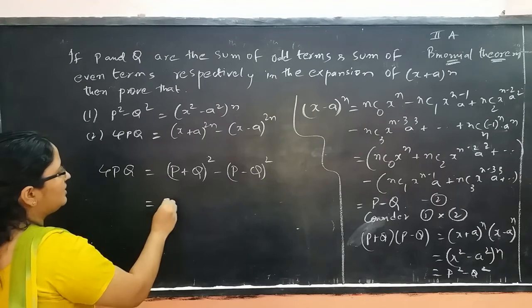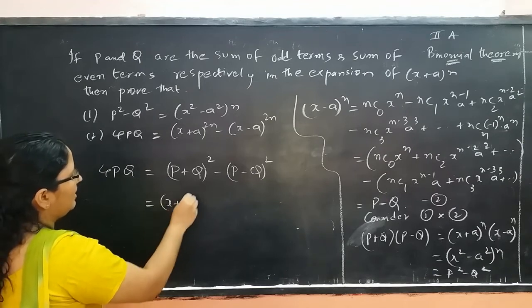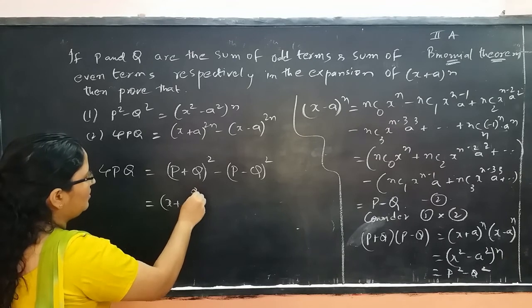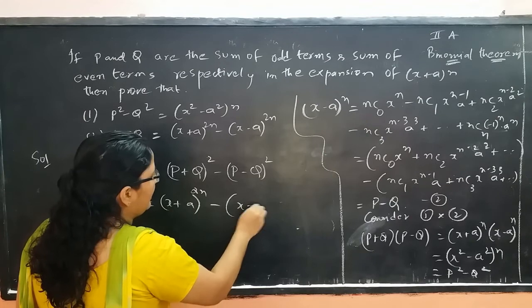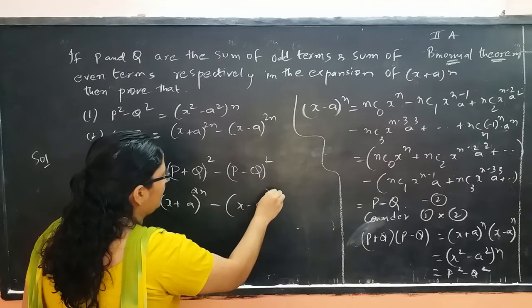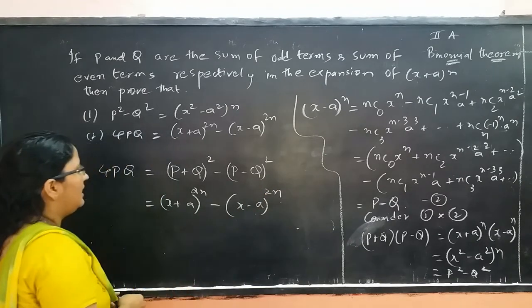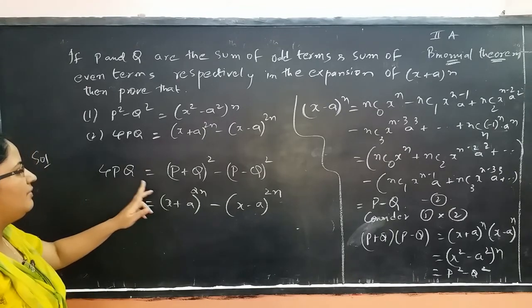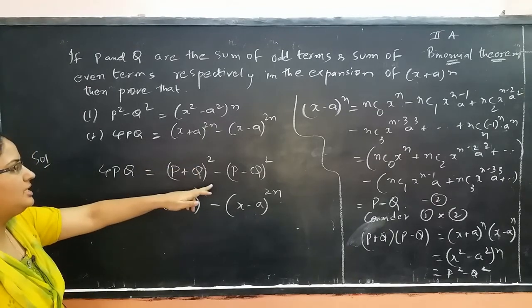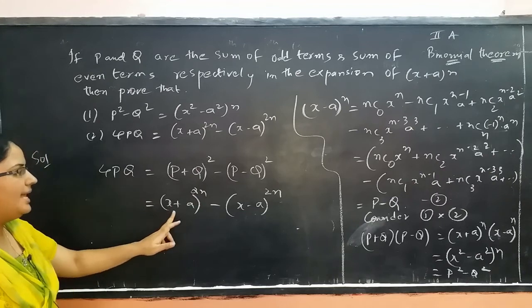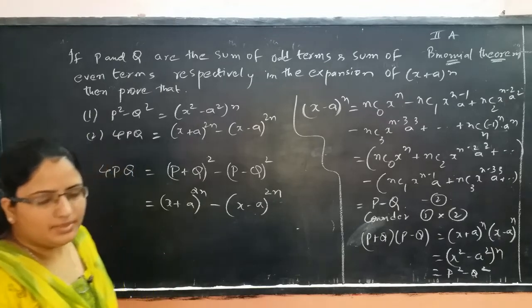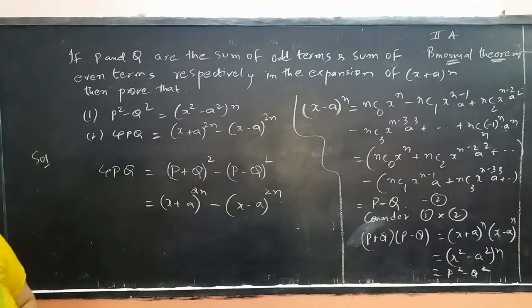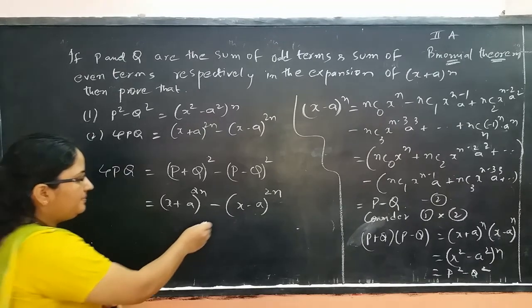(p + q)² is (x + a)^2n, and (p − q)² is nothing but (x − a)^2n. Therefore 4pq is equal to (p + q)² − (p − q)², which is (x + a)^2n − (x − a)^2n. This is what you have. So that's about the problem.